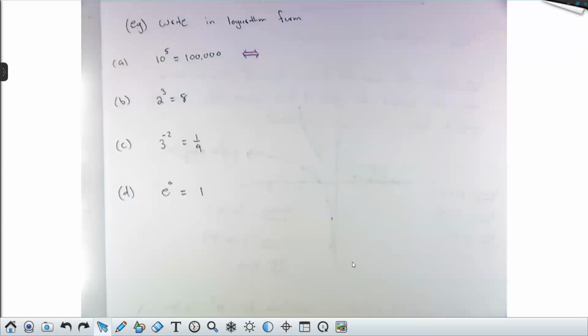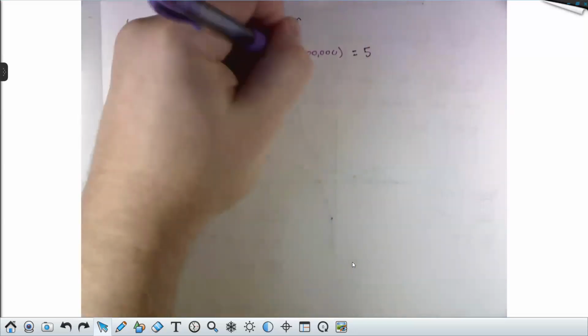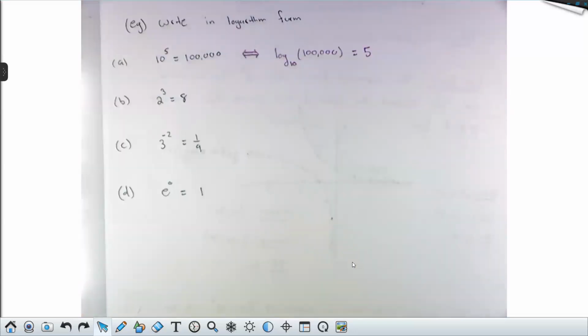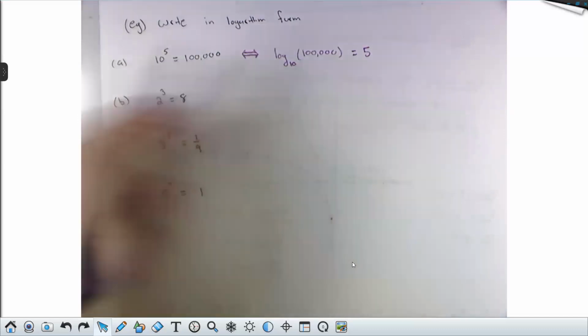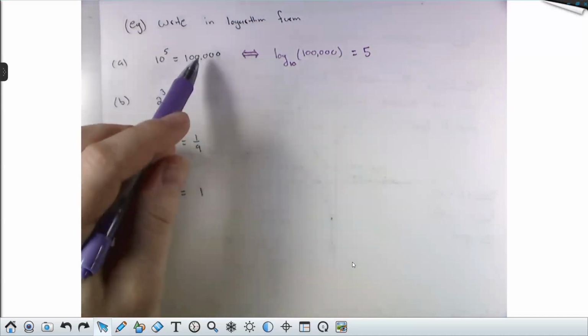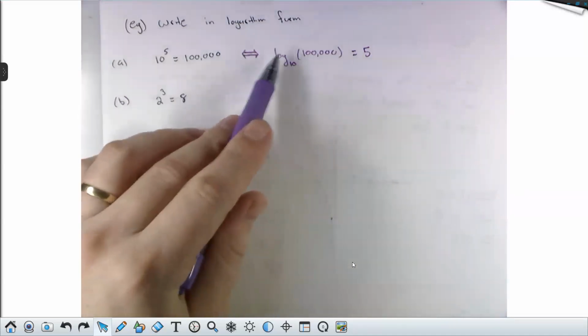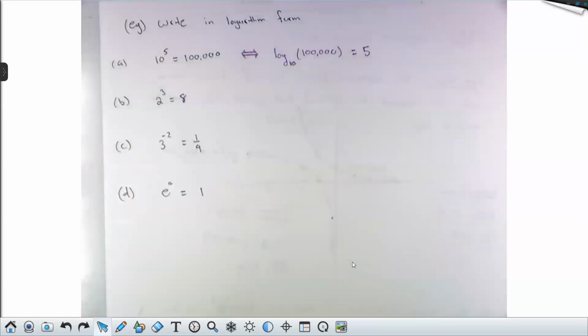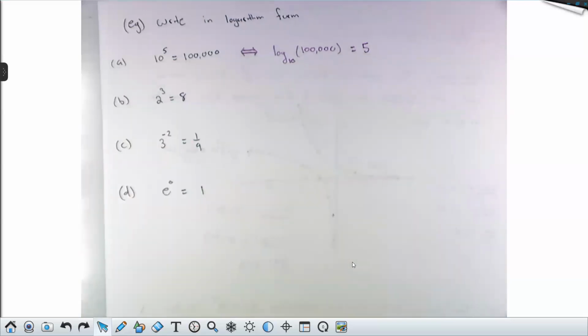Log of 100,000 is equal to 5. Very good, very good. So we'd have log of 100,000 is equal to 5. And the base of the logarithm here is 10, right? So the base of the exponential is the base of the logarithm. When we say a to the x equals y, that's the same as saying the log base a of y equals x. All right, these are equivalent statements.